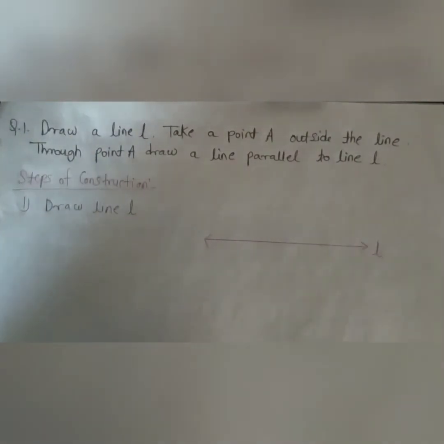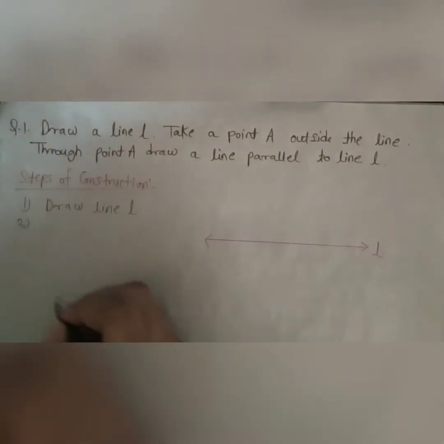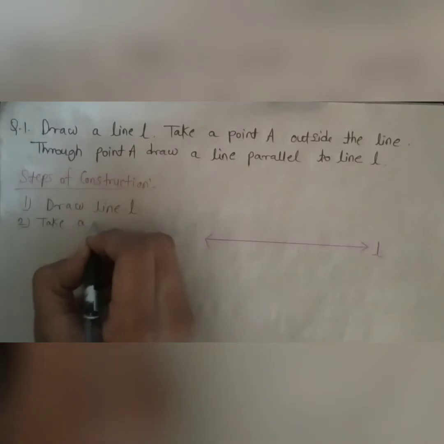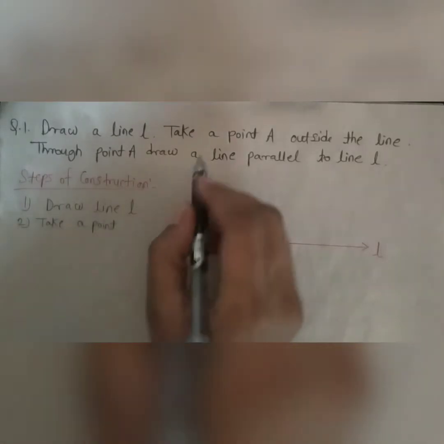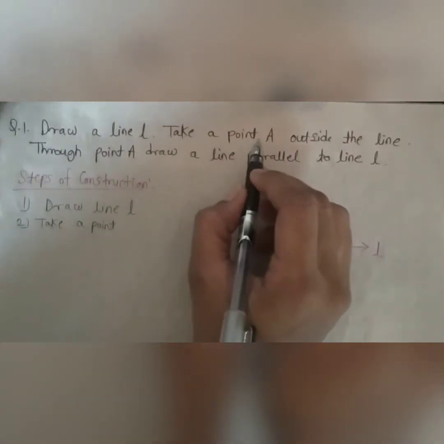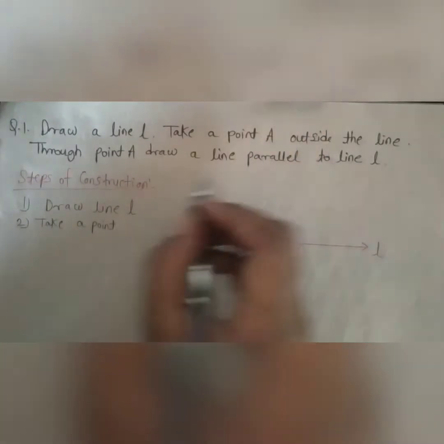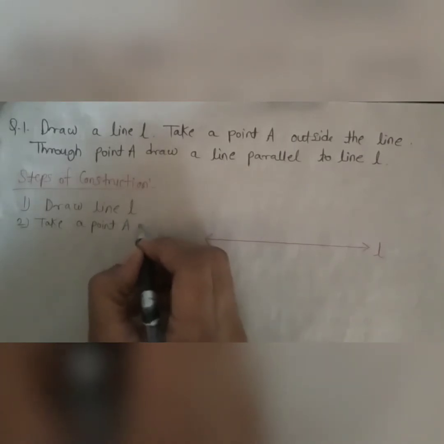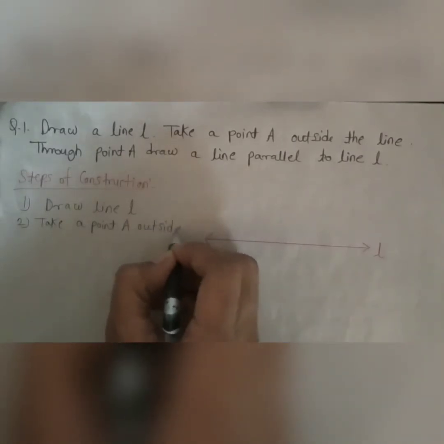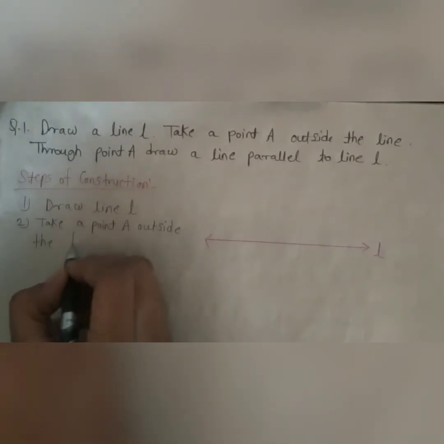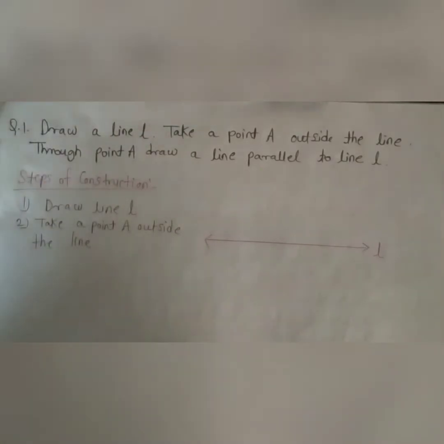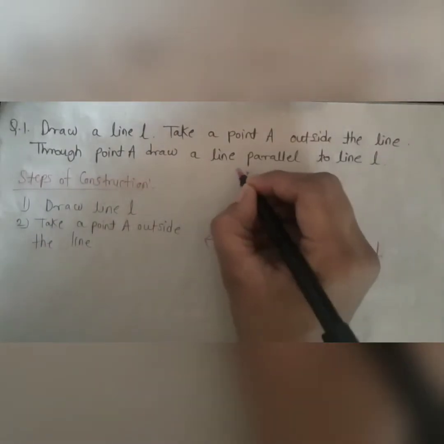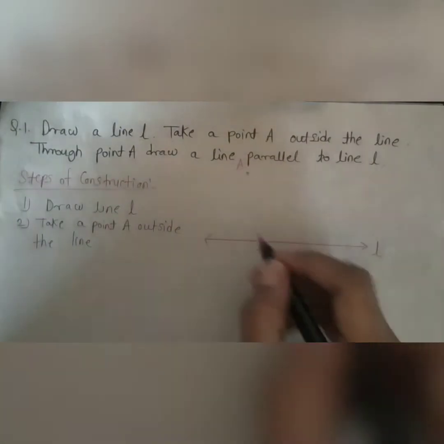Now the next step is, take a point A outside the line. So our second step is take a point A outside the line. Suppose my point A is somewhere here and point A is outside the line.